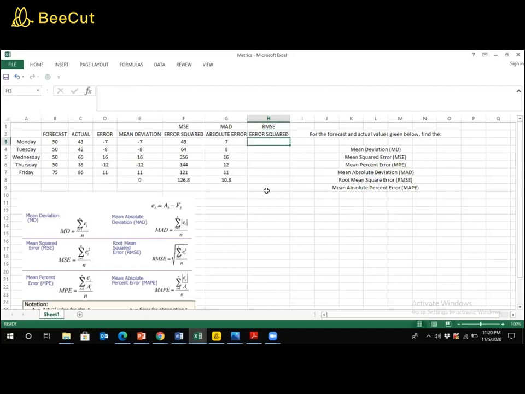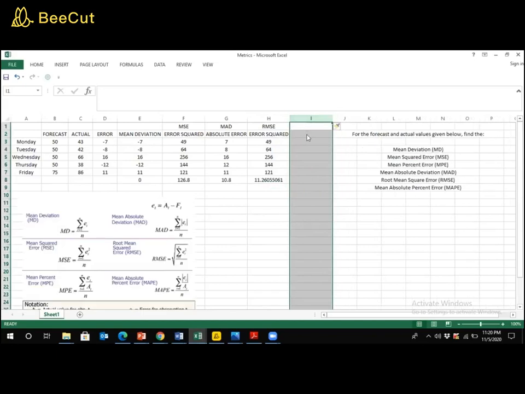So I'm just going to take the error squared here, and I'm just going to click and drag. And then for the RMSE, what I'm going to say is square root of the average. And so here we go. And this is the RMSE.